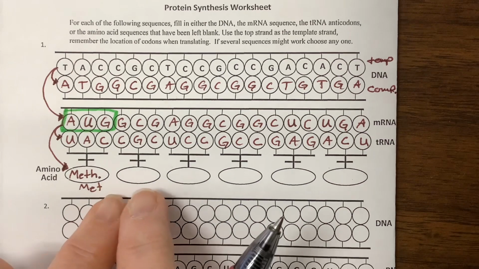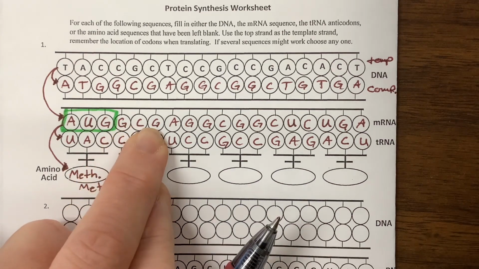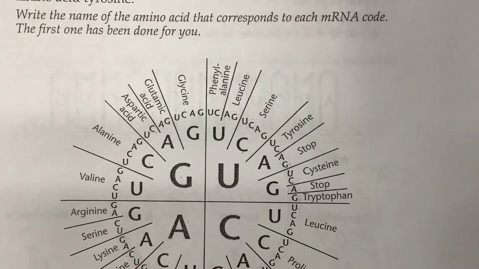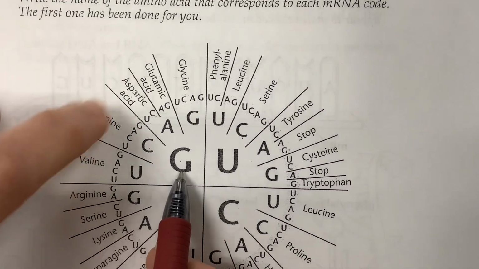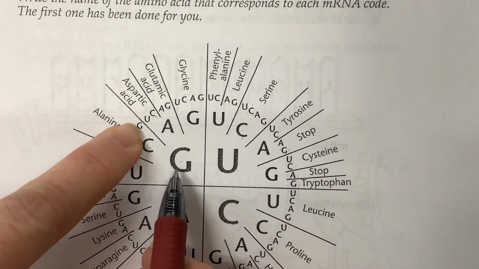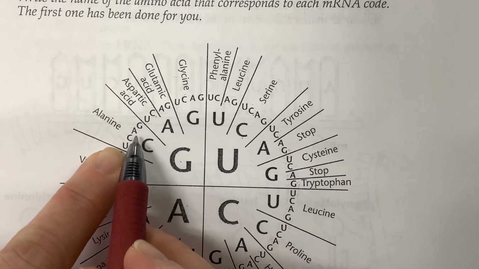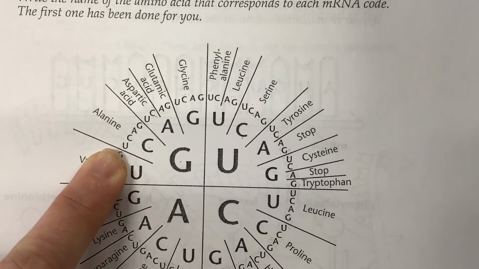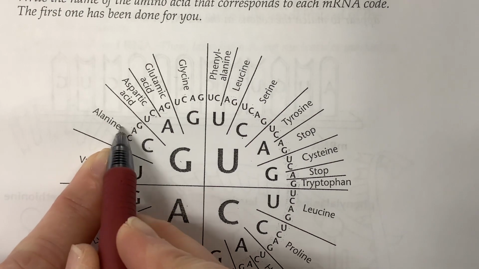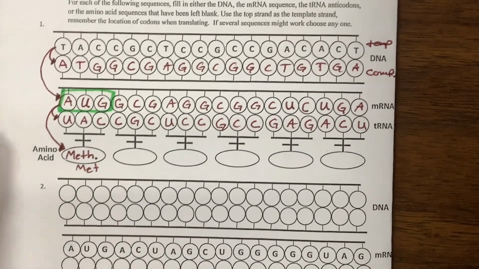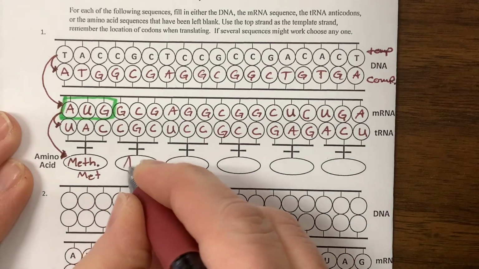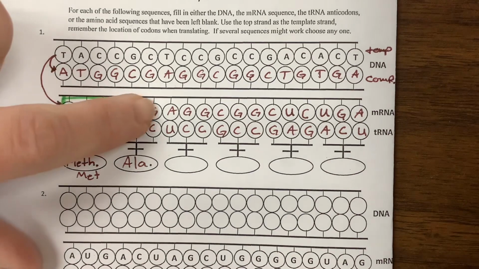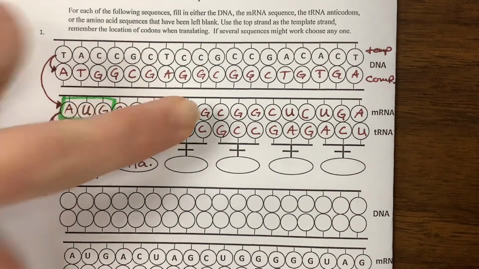So then the next codon is GCG. So I'm going to look at my decoder sheet here and work from inside to outside. So G, C, and G. And you'll notice that there's 4 different codons that can code for that alanine right there. But we're looking specifically at GCG. So alanine is my next amino acid. And I'm just going to write ALA for alanine. Okay. And then my next codon is AGG.